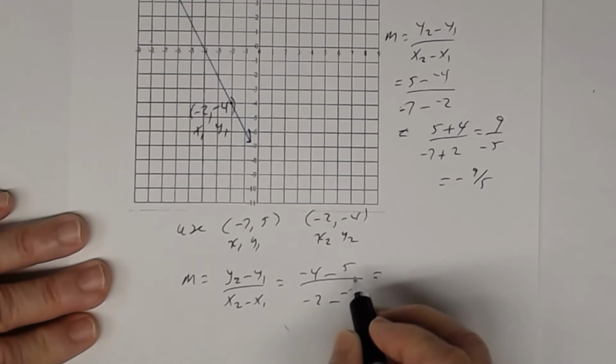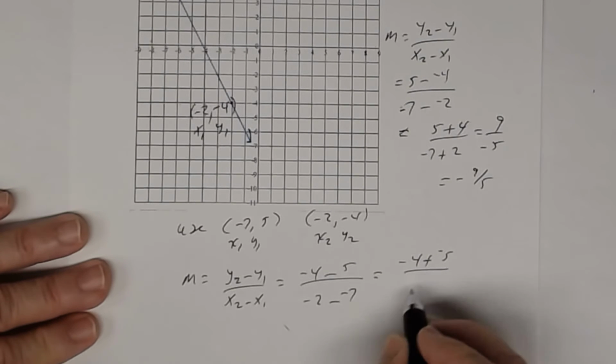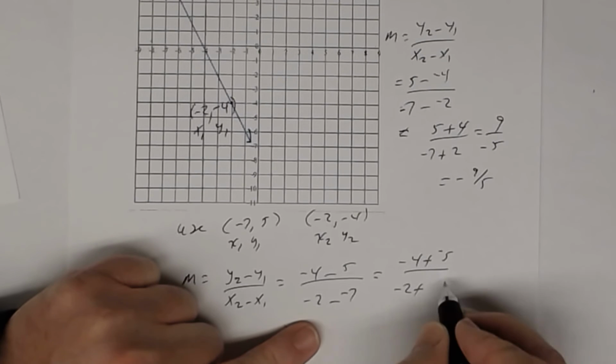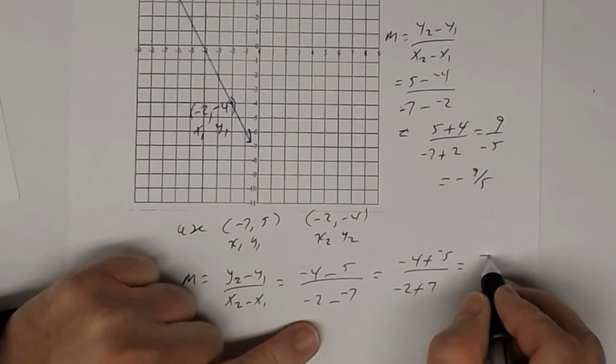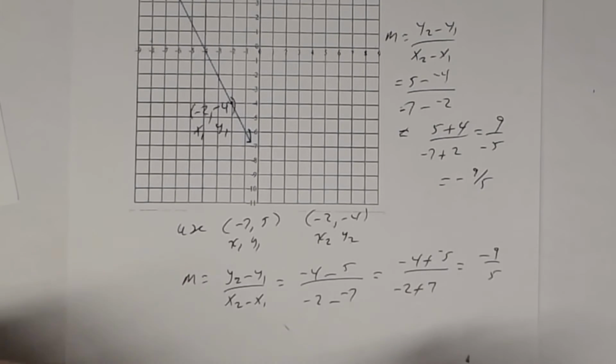So negative 4 subtract 5 means negative 4 plus the opposite of 5, which is negative 5. Negative 2 subtract negative 7 means negative 2 plus the opposite of negative 7, which is a positive 7. Negative 4 plus a negative 5 is a negative 9. Negative 2 plus 7 is 5. So notice you get the same answer.